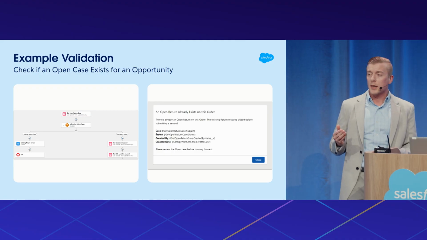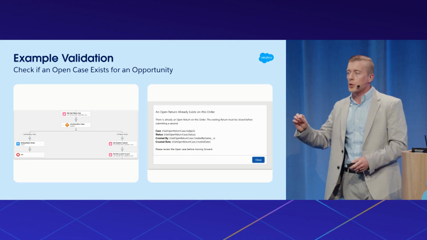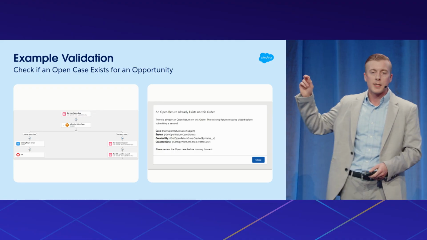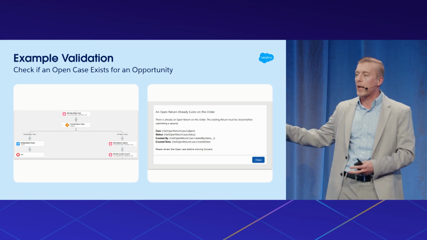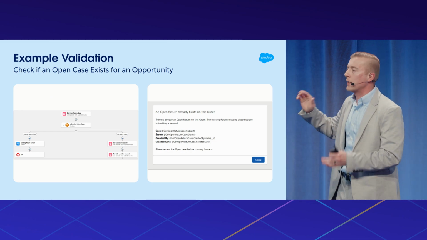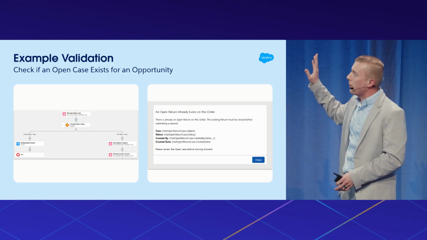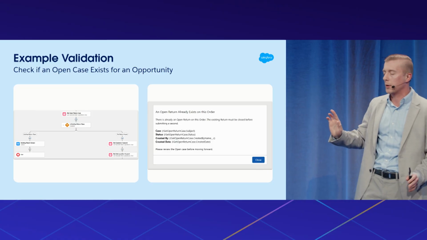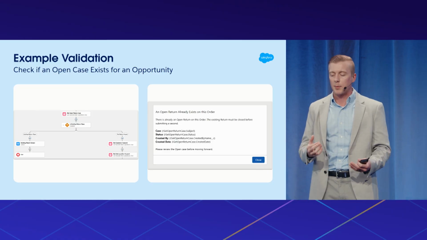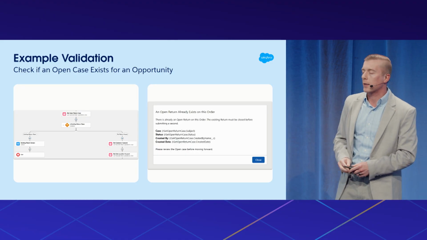This stops bad data so we don't have duplicate cases, but it also happens early enough in the flow process that we're not having them enter in a bunch of case information or return information, and then suddenly they get stopped. They're told right off the bat, you need to go address this before you can do the return. So it saves them time, it reduces some of the frustration, and keeps our data clean.